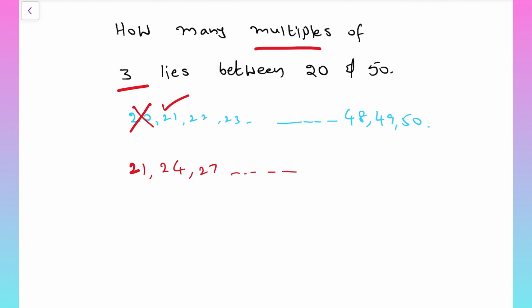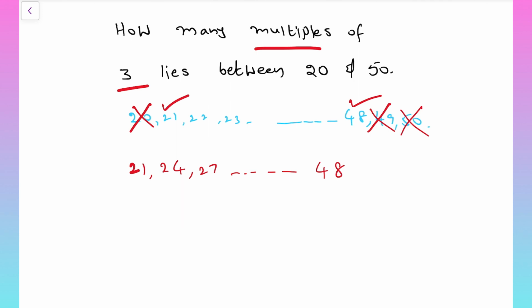Then what will be the last number? 50 won't come in the 3 table. 49 won't come. 48, yes, it will come. So the last number will be 48. So starting from 21 to 48: 21, 24, 27, 30, 33, 36, 39. If we keep on adding 3, 3, 3, we need to check how many numbers there are like this.